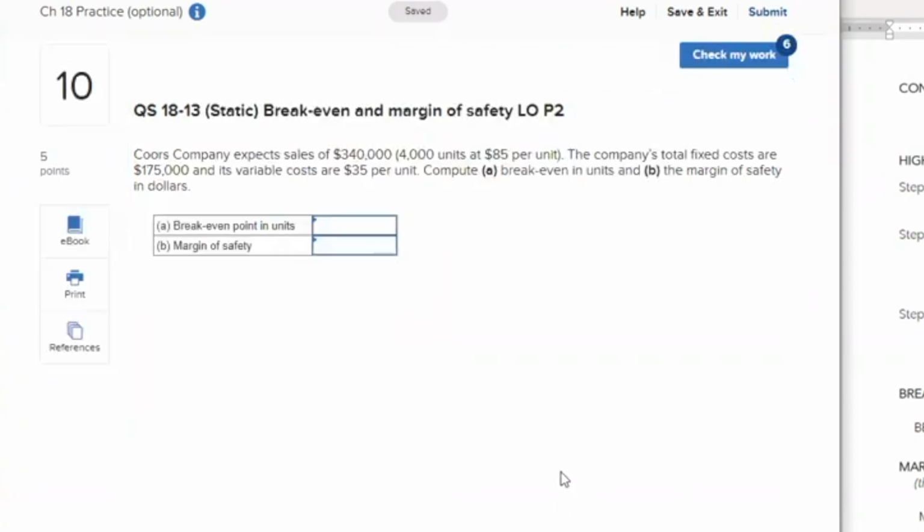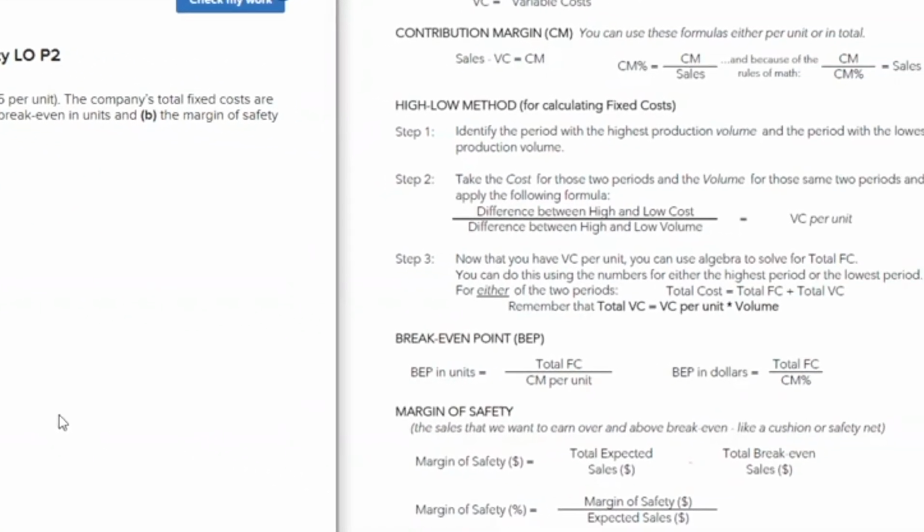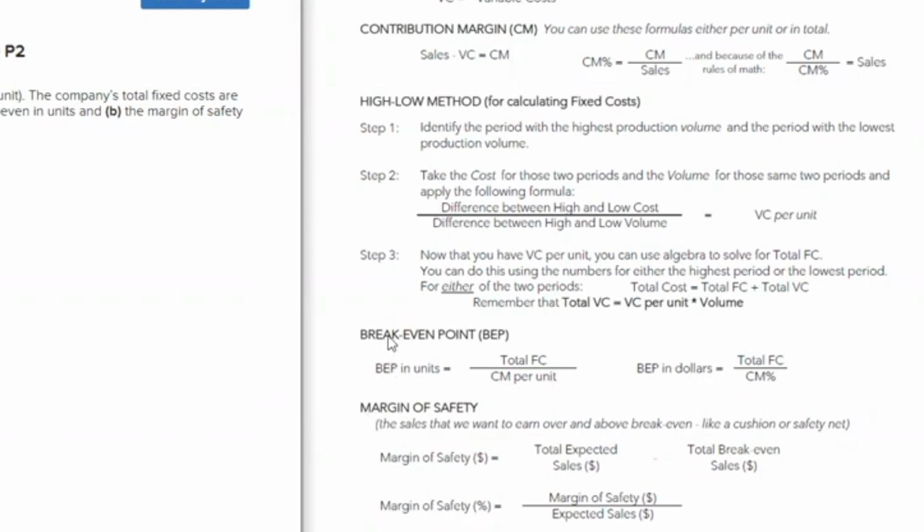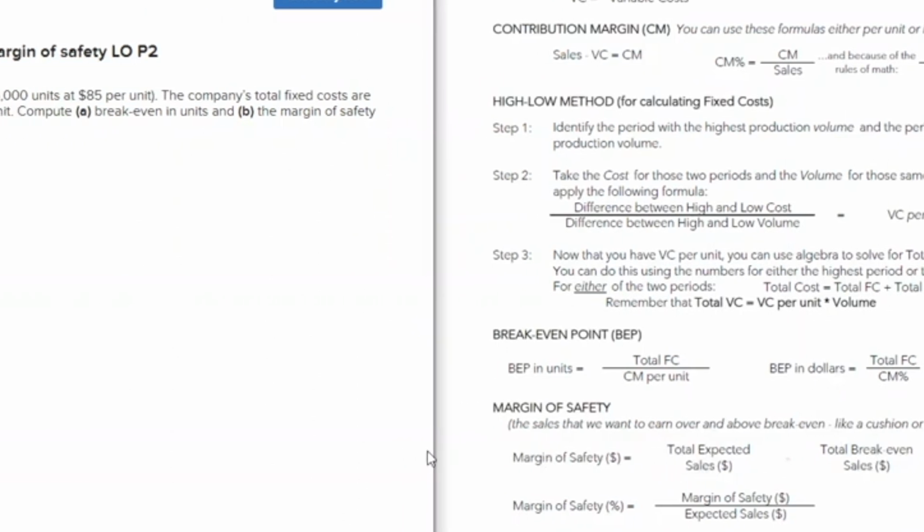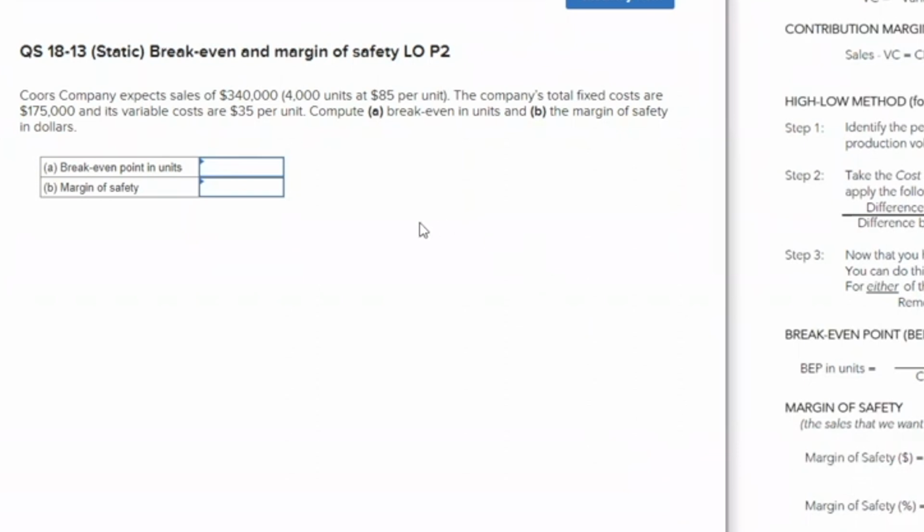Now the break-even point and margin of safety. Now recall that the break-even point is how many we have to sell to break even, to end up with zero net income. The margin of safety is the sales we want to earn over and above the break-even, like a cushion or a safety net. So as you might expect, the margin of safety is what I expect or hope to sell minus what I would need to break even. And here they want the margin of safety in units, I guess.